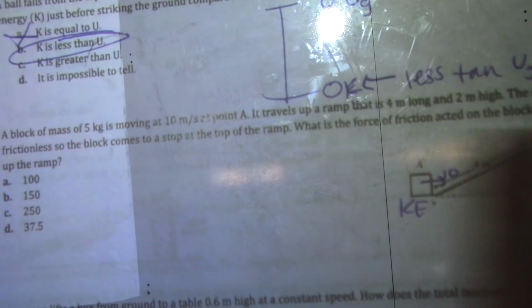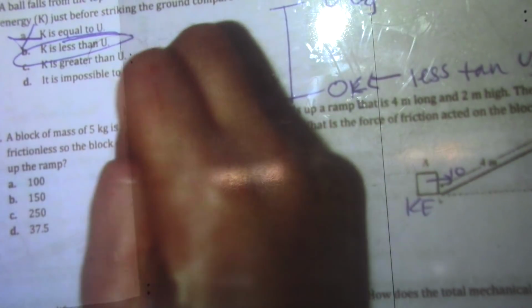I want to find the actual force of friction, so I'm going to use work, which tells me that the change in energy is equal to Fd. I'm looking for the force. The distance traveled would be the 4. And now I just need to find the change in energy.